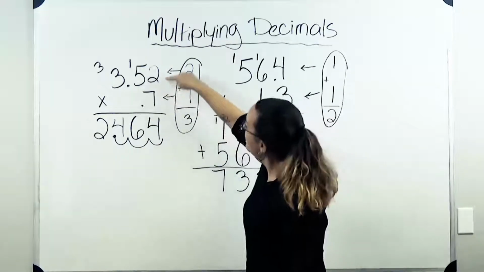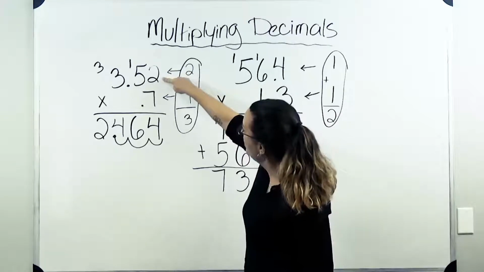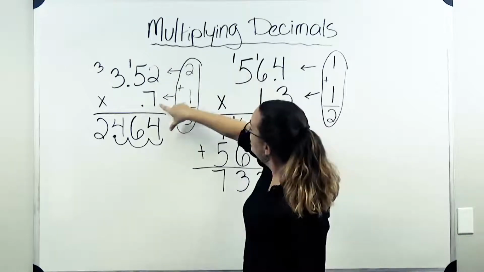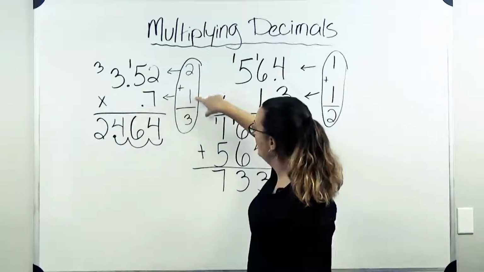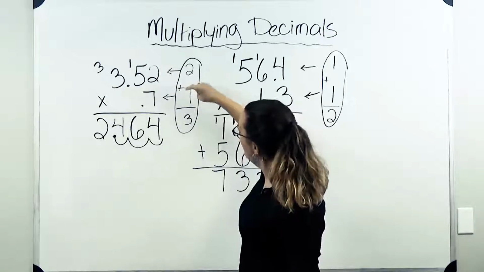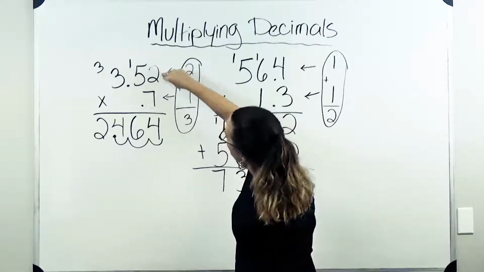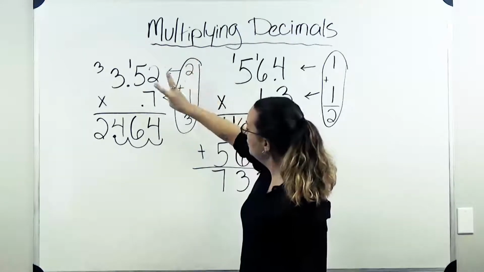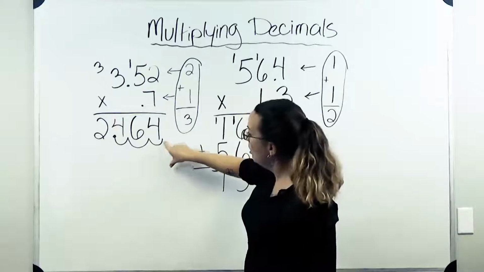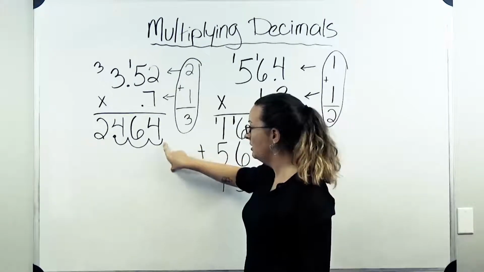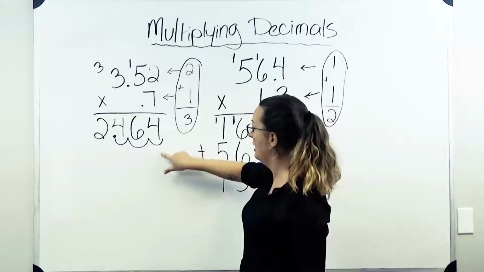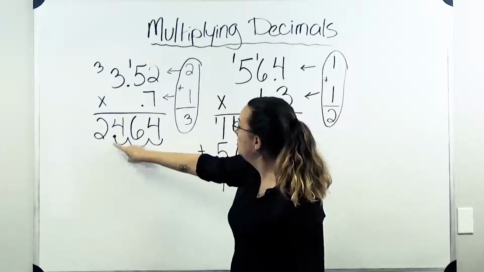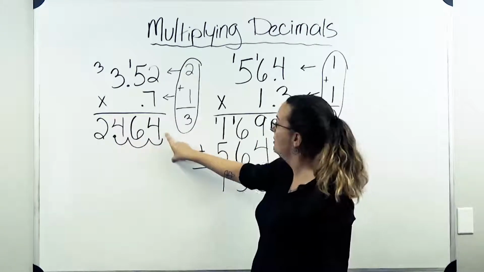So you count how many places are behind each decimal. In 3 and 52 hundredths, there are 2 numbers behind the decimal. With 7 tenths, there's only 1 number behind the decimal. So you add that all together. There's a total of 3 decimal places. So starting all the way over at the right, we're going to count 3 spaces and put our decimal in the answer there. So 1, 2, and 3, which means that our answer would be 2 and 464 thousandths.